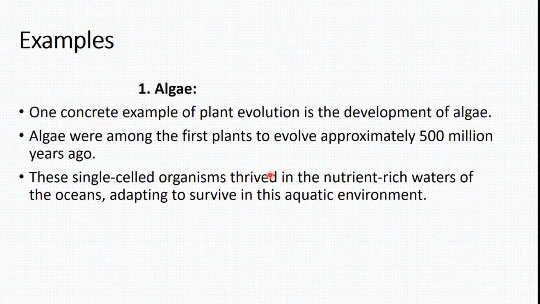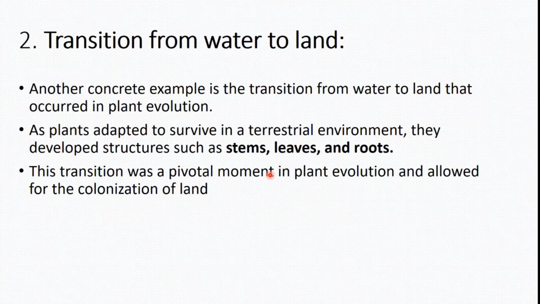So if the question says which was among the first to evolve approximately 500 million years ago, then you will know that they're referring to algae. These single cell organisms thrive in the nutrient-rich waters of the oceans, adapting to survive in the aquatic environment. And we're still going to talk further and in depth about the algae. Don't worry about that, we're still going to delve into it more.